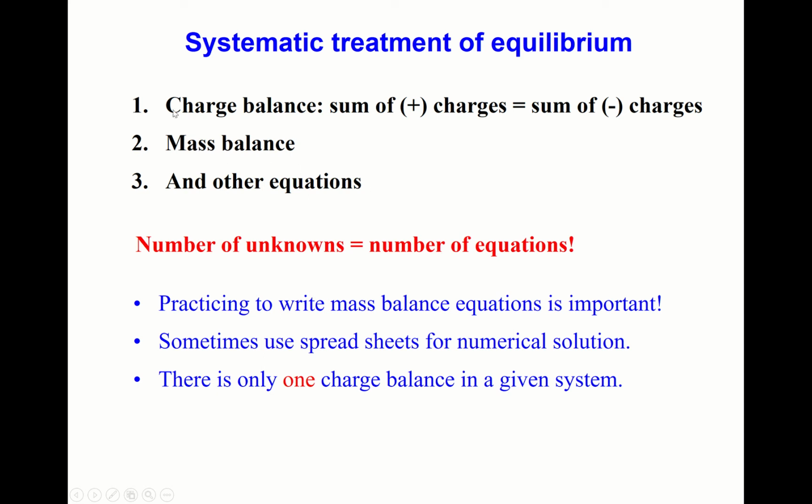From the charge balance you obtain only one more equation. But from the mass balance equation you can sometimes get only one equation, or sometimes you get two independent equations. And still you need more equations, from the equilibrium constant. Total number of unknowns must be the same as the number of equations. So under this condition there is only one solution.